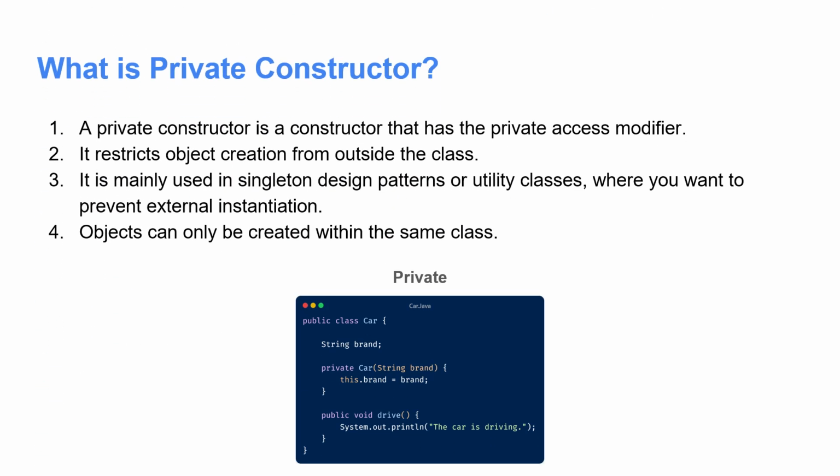What is a private constructor? A private constructor is a constructor declared with the private access modifier. This means you can't create objects of that class from outside the class itself. It's commonly used in singleton design patterns or utility classes where you want to control or prevent instantiation. Since the constructor is private, objects can only be created within the same class, giving you full control over how and when objects are made.